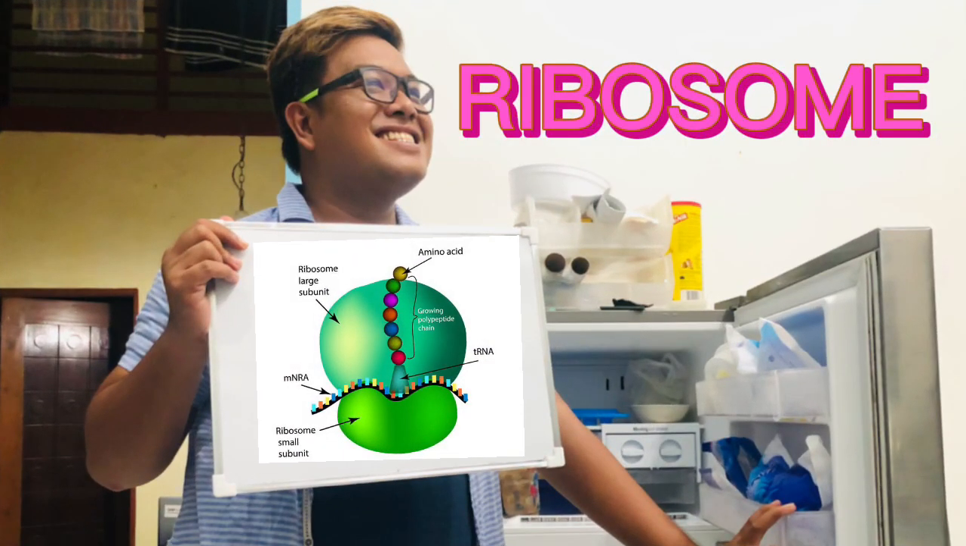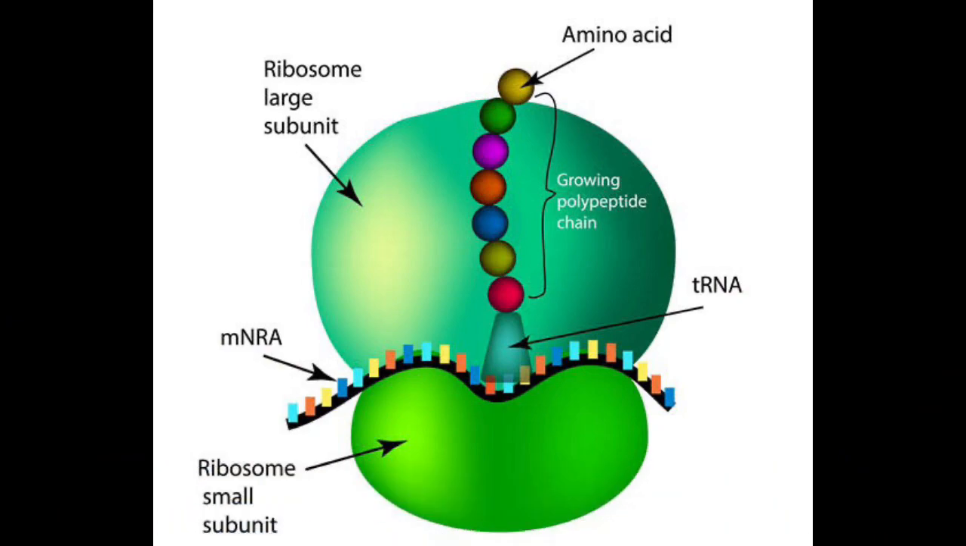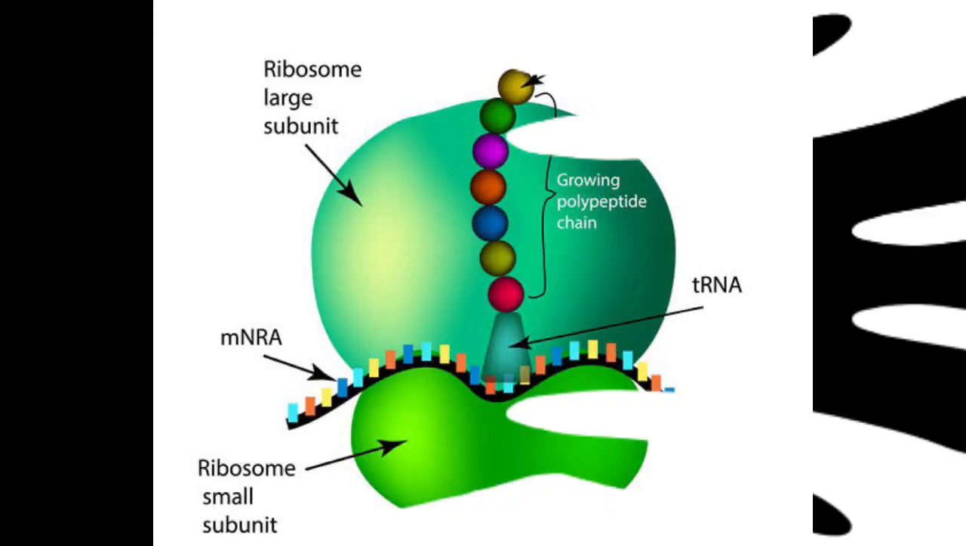Ribosomes are small granular structures made up of RNA and proteins. They are involved in the production of proteins in a process called protein synthesis. Each ribosome is composed of large and small subunits that are tightly bound to each other.